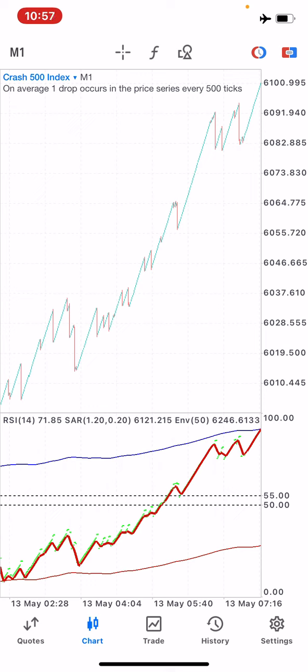Today I have a 3-in-1 sniper entry strategy that I want to teach you guys. This is a very powerful strategy that you can try out on your accounts, but firstly make sure you try it on a demo account and get comfortable with this strategy before you try it on your real account, right?